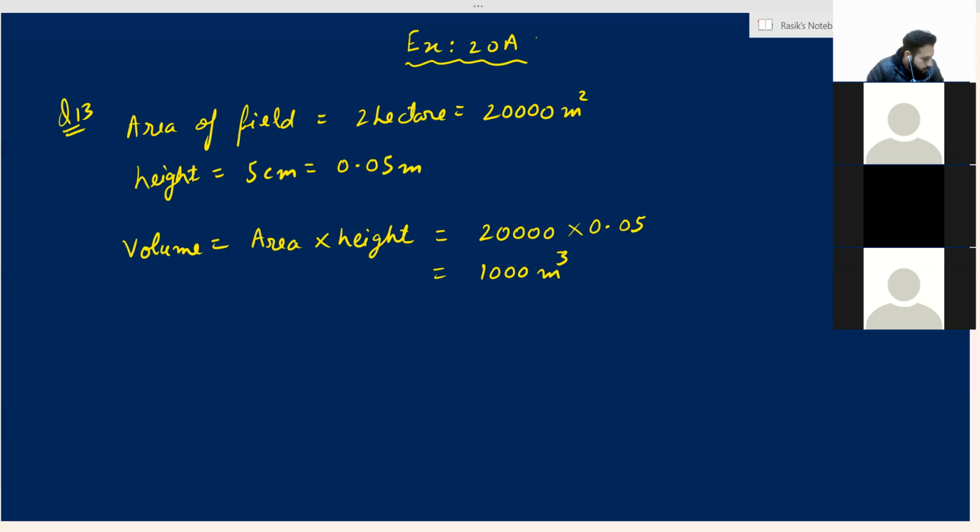Next one. A river 2 meter deep, 45 meter wide is flowing at the rate of 3 kilometer per hour. Question 14 will take some time to explain, so we will do question 14 tomorrow because last 6 minutes are left in the meeting. We will not be able to do this question in 6 minutes. Let's do question number 15 first. This one will also take time. We will do question 15 also later on.